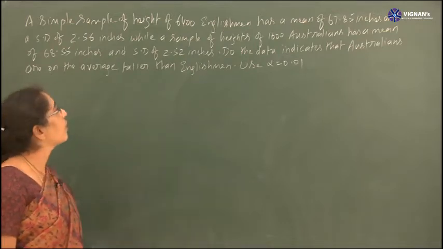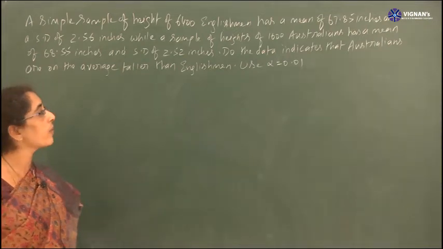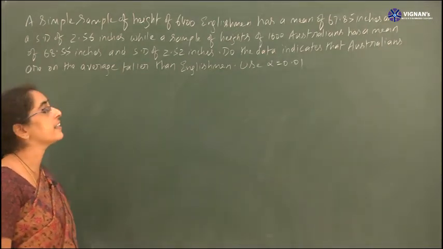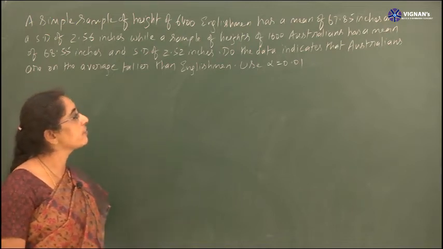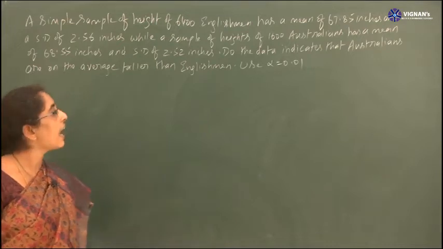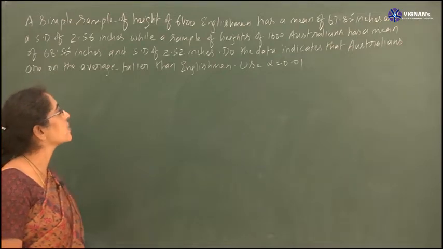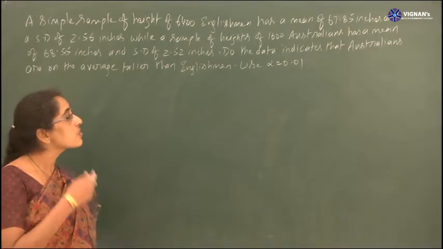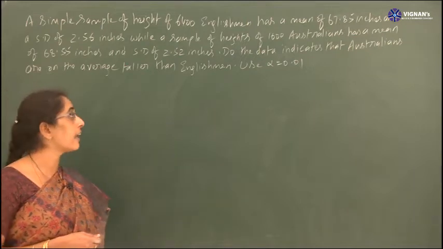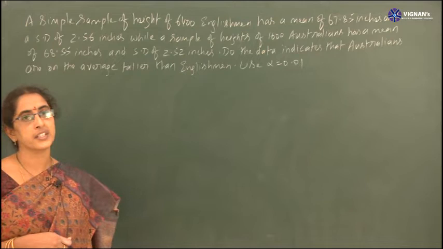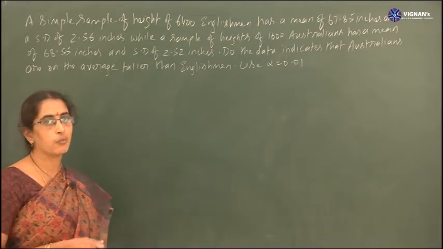A simple sample of heights of 6,400 Englishmen has a mean of 67.85 inches and a standard deviation of 2.56 inches, while a sample of heights of 1,600 Australians has a mean of 68.55 inches and a standard deviation of 2.52 inches. Do the data indicate that Australians are on the average taller than Englishmen? Use the level of significance as 0.01. Now here the question is very clear what we have to test.